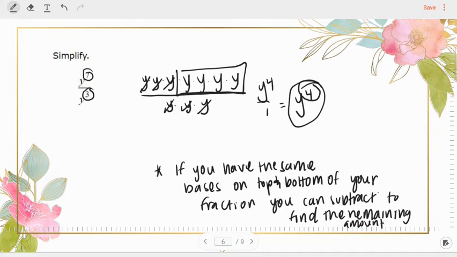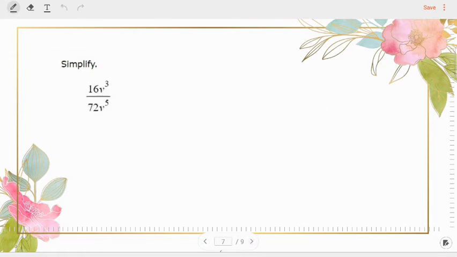Because notice, by canceling them out, I'm subtracting them out and finding the remaining. So let's look at a little bit harder of an example: 16v cubed over 72v to the 5th power. Now I'm going to take care of the numbers first.